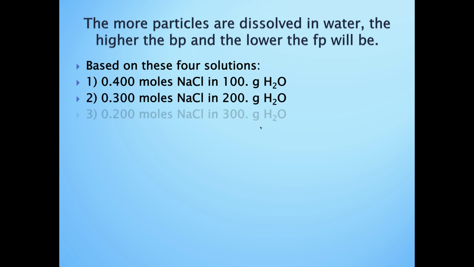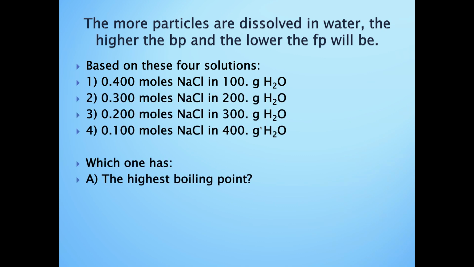So if we look at these 4 solutions, which one will have the highest boiling point? Well, the highest boiling point will be the one with the highest concentration. The highest concentration will have the greatest number of moles dissolved in the least amount of water. Therefore, choice 1 will have the highest boiling point. Which one will have the lowest boiling point? Well, boiling point will be lowest if it's least impacted. And this will be the lowest concentration, which would be the least amount of solute in the most amount of water, the most dilute solution.